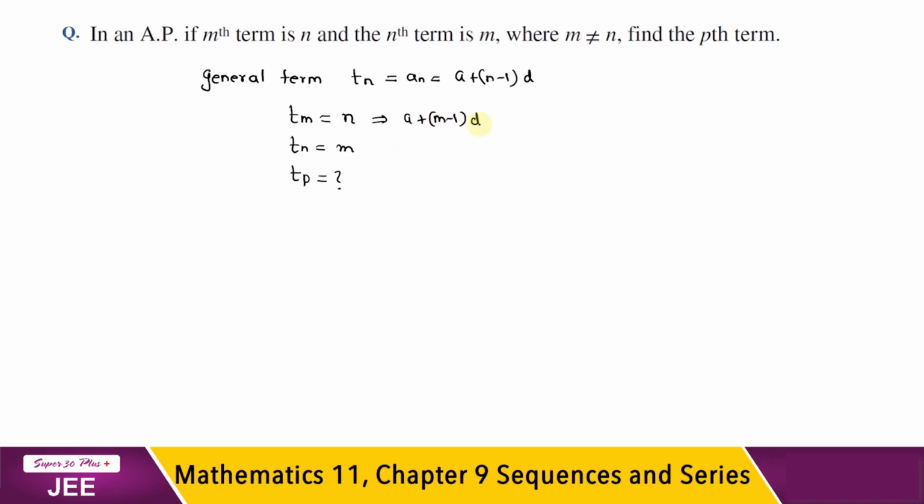Alright, students, please note that we are considering an AP in which the first term is a and the common difference is d. Alright, so a plus (m minus 1) into d is given to be equal to n, and according to this relation, a plus (n minus 1) into d is given to be equal to m. And what we have been asked? We have been asked Tp. So Tp becomes a plus (p minus 1) into d.